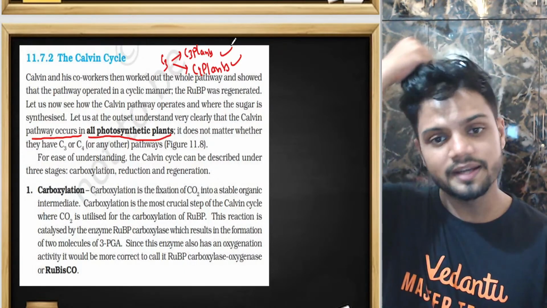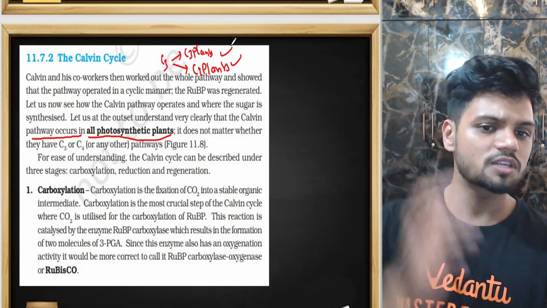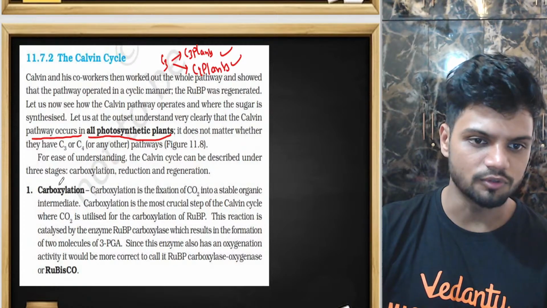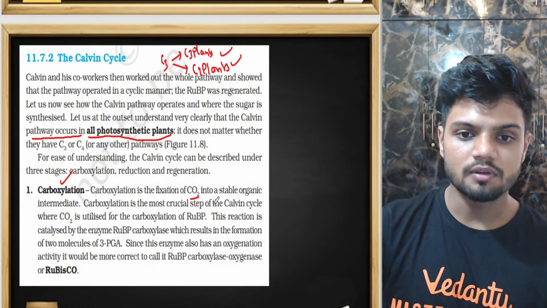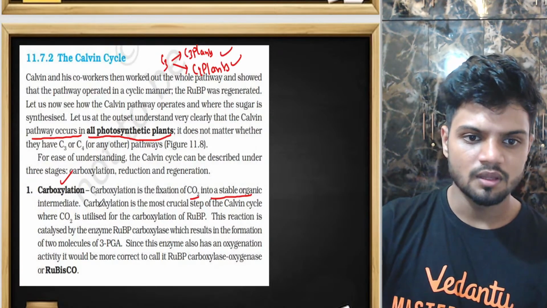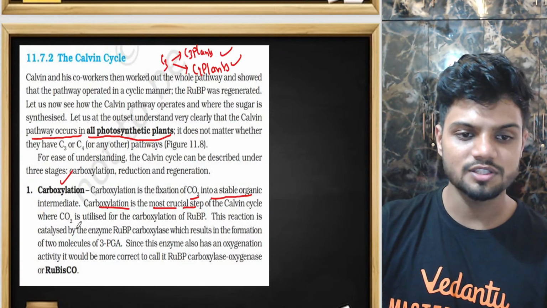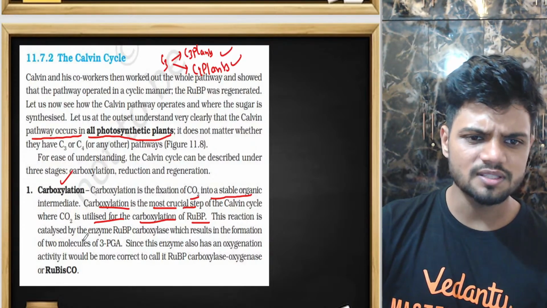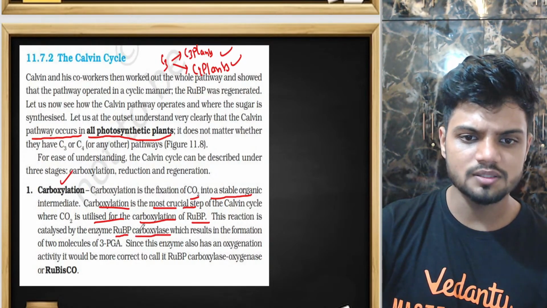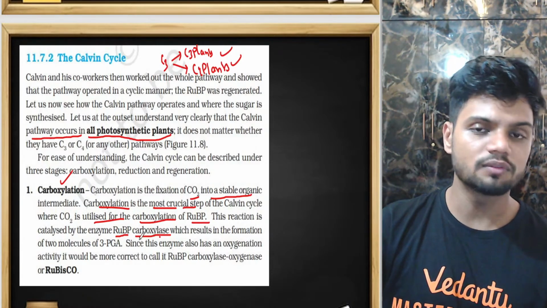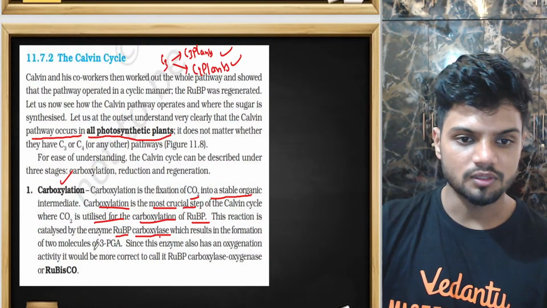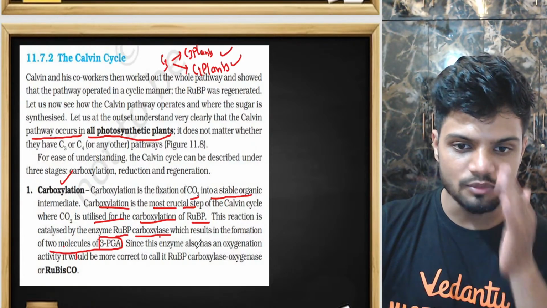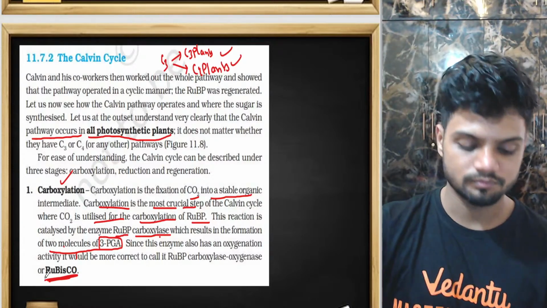Now let's read what is given. It does not matter whether they have C3 or C4. For ease of understanding, the Calvin cycle can be described as follows. First one is called carboxylation, where CO2 is fixed into a stable organic intermediate. Carboxylation is the most crucial step of the Calvin cycle, where CO2 is utilized for carboxylation of RuBP. So RuBP plus CO2, right? This reaction is catalyzed by the enzyme RuBP carboxylase and oxygenase. What is the meaning of that? Rubisco. Rubisco. Okay, and we get two molecules of 3-PGA. Since the enzyme is also called oxygenase, we can call it the Rubisco enzyme.